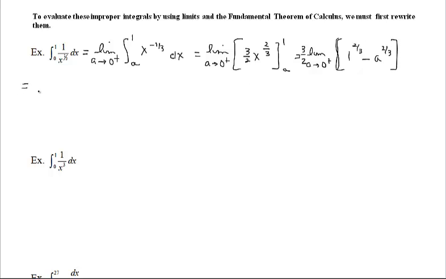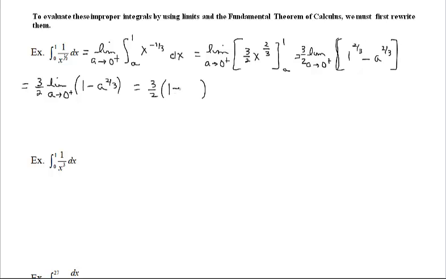Wrapping around down here, I have 3/2 times the limit as A approaches 0 from the right. Okay, and this expression here is just 1 minus A to the 2/3. So now I'm ready to apply the limit. So I have 3/2 times, since I am going to plug in 0 now for A to the right, I can drop the limit.